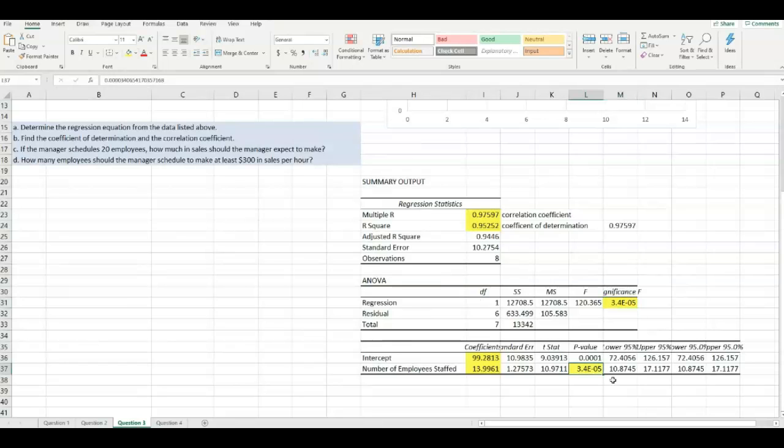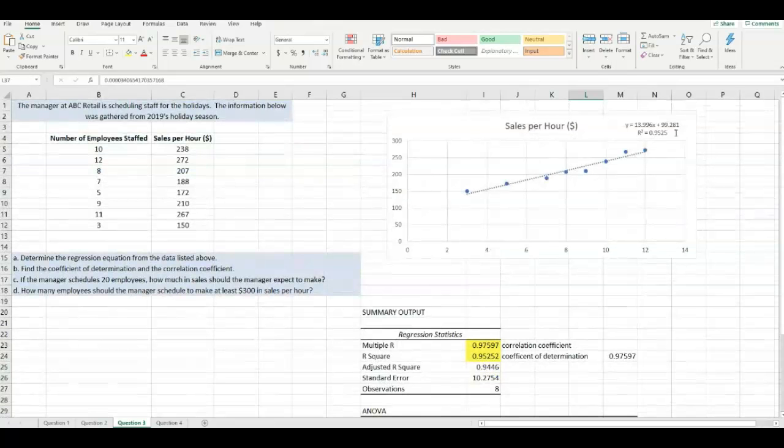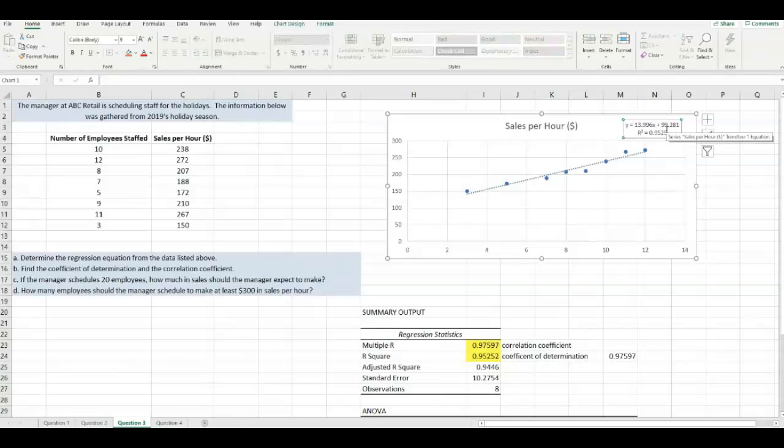These two cells that I just highlighted here, this really, really small value, this is your p-value. So if you need your p-value in a problem dealing with regression, this is where you could find that p-value. Now, this question is also asking, if the manager schedules 20 employees, how much in sales should the manager expect to make? So that's the beauty of using regression.